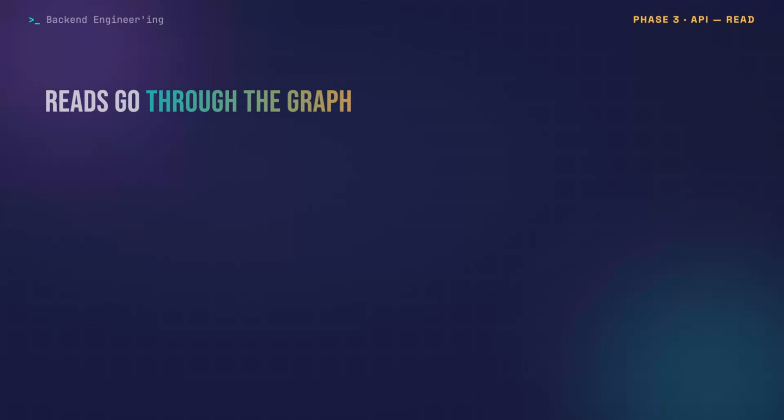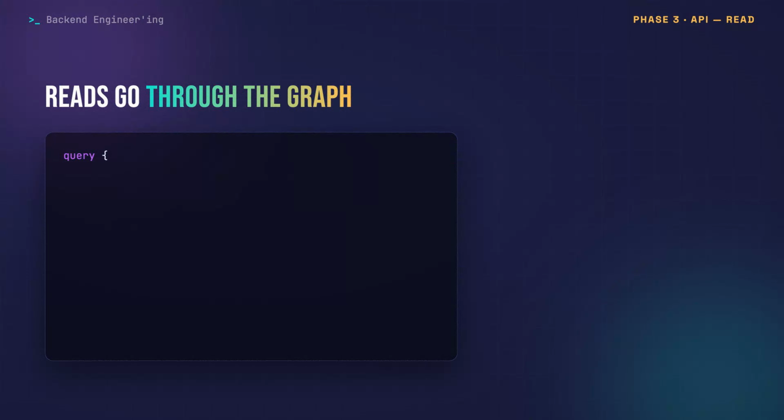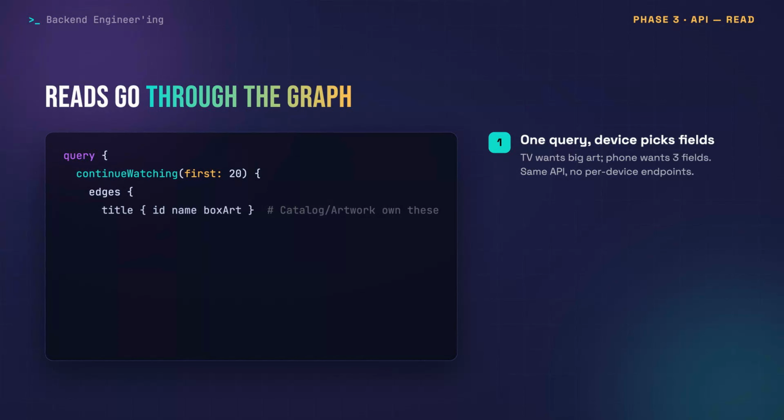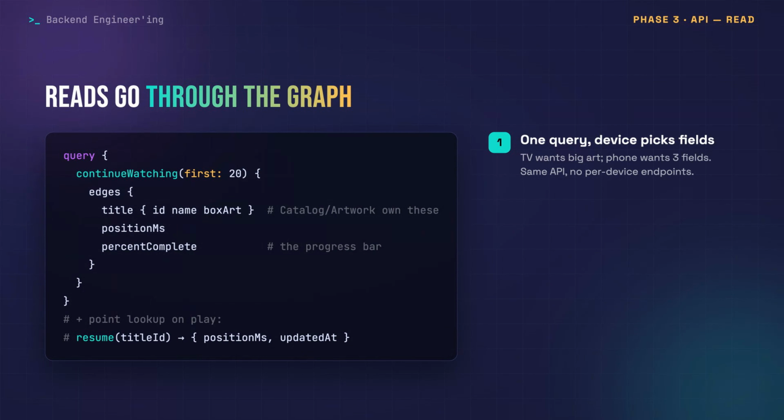Now the read side, and reads are a totally different animal. So they go through Netflix's GraphQL edge. Here's the query. We ask for continue watching, the first 20 items. And this is the whole beauty of GraphQL. For each item we pull the title, its name, its art, the position, and the percent complete for drawing that little progress bar. The device asks for exactly the fields it needs. A TV wants big artwork, a phone wants three fields, same endpoint, no custom routes per device.